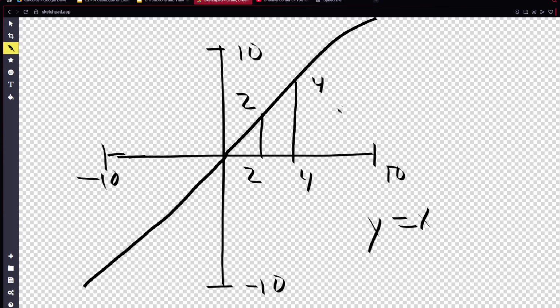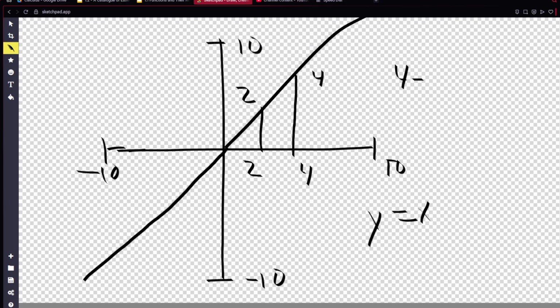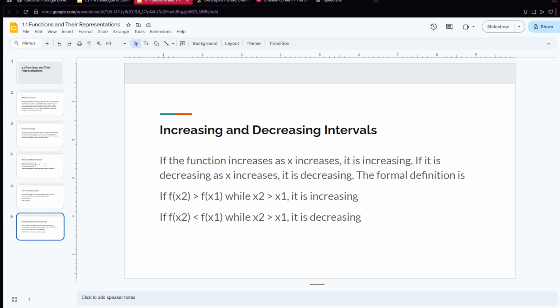So since this output is greater than this output, since the input is also increasing to 4, the function is increasing. If this was decreasing, then the output here would be smaller, like around this area here, as x is increasing, and that's what that means. So just take this notation as is, literally. You can just plug in points here to figure this out, and that's the logic behind 1.1 calculus.